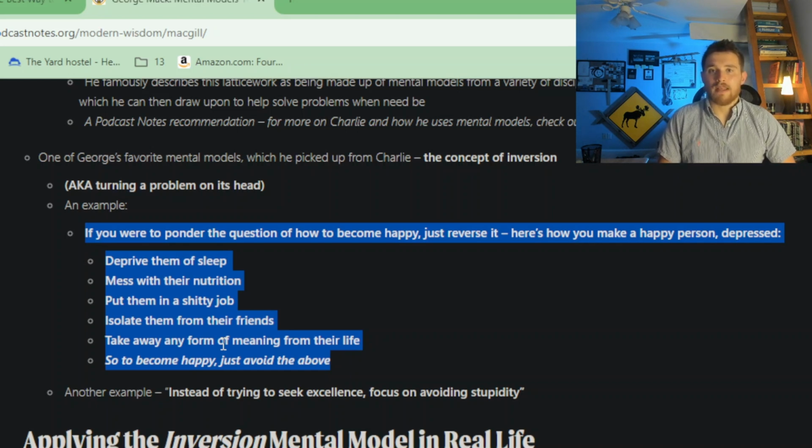They will pay money to go to McDonald's and get that fast food. They'll pay money to get that hyper sugary drink from Dunkin' Donuts. They'll pay money for those munchkins. Like, put them in a shitty job.